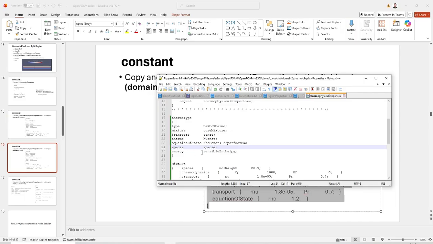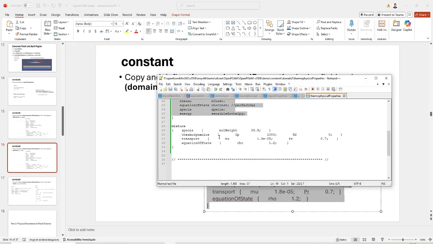The most important is the air properties. The density of the air doesn't change during the calculation, and there are also some transport properties such as mu and the Prandtl number, and we also define the rho. The density is directly defined as 1.2 kilogram per meter cubed. And the thermodynamics has the specific heat capacity as Cp. So that's all for the thermophysical properties.